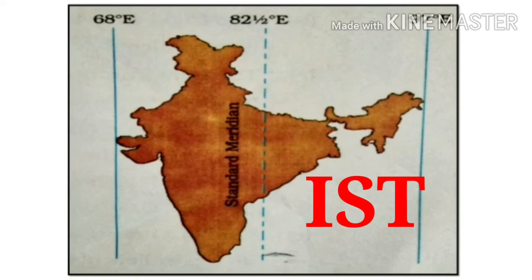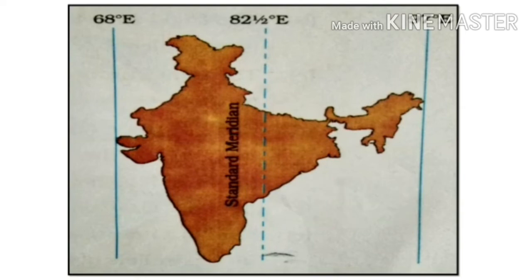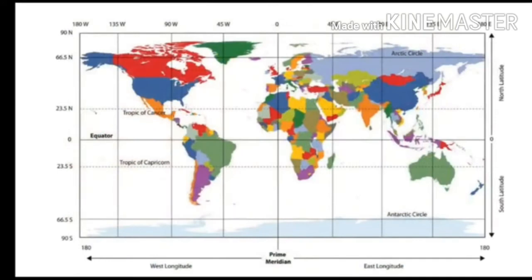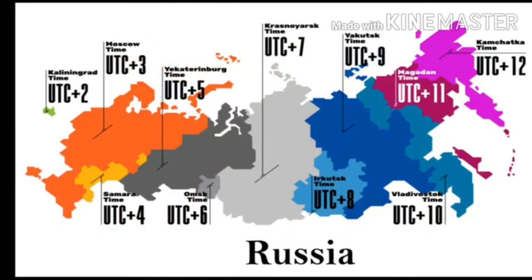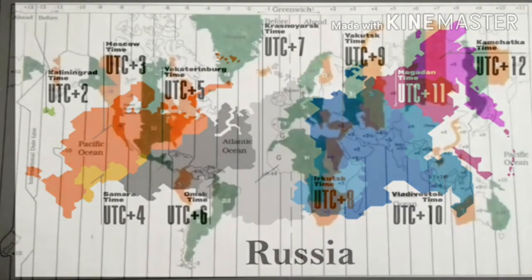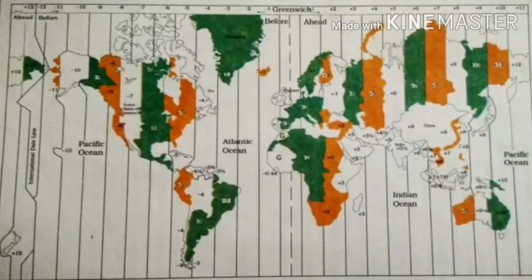See, this is about our country, our small country called India. Then what about the big countries like Russia and all? Some countries like Russia have a great longitudinal extent. So they have adopted more than one standard time. For example, in Russia, there are almost 11 standard times. The earth has been divided into 24 time zones of 1 hour each. Each zone thus covers 15 degrees of longitude.